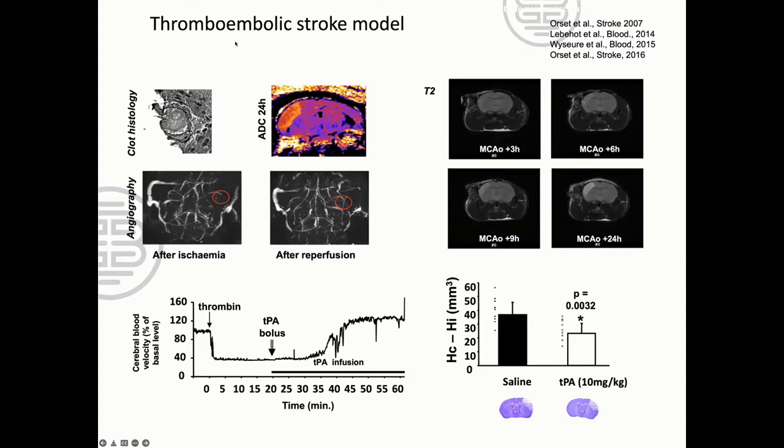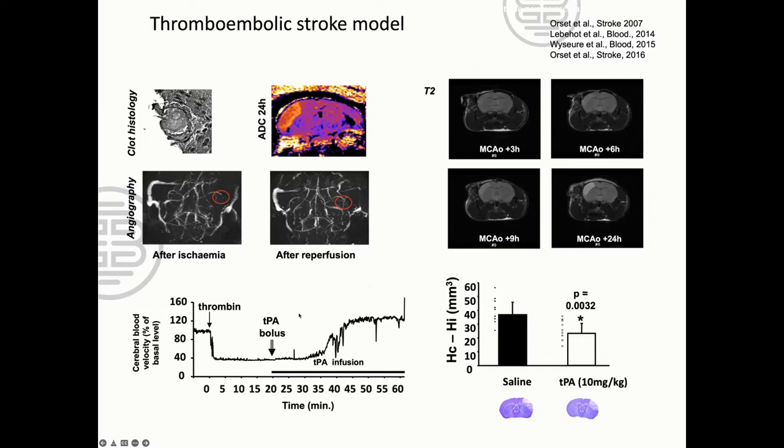So we can sum up this thromboembolic stroke model in mice. So you can see here we have in situ clot formation. You can see by histology here the clot which is formed in the middle cerebral artery. We can also visualize what happened at the vascular level by using angiography. It's MR angiography. It's looking inside of the brain using MRI. And you can see here that we have the middle cerebral artery and we have an occlusion of the middle cerebral artery.